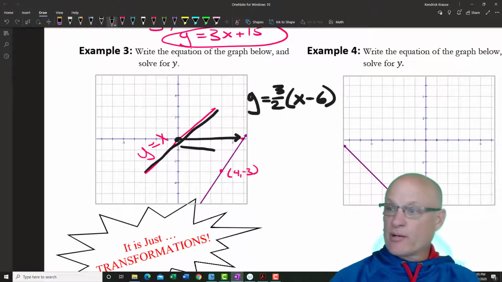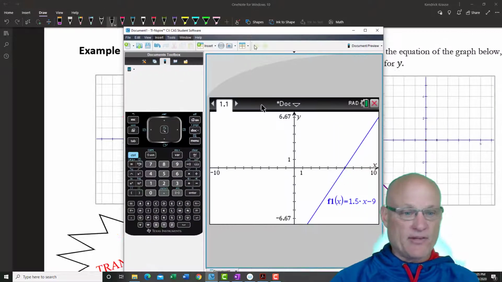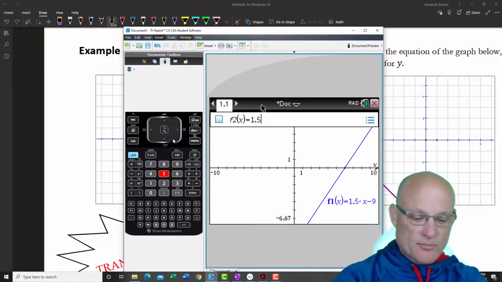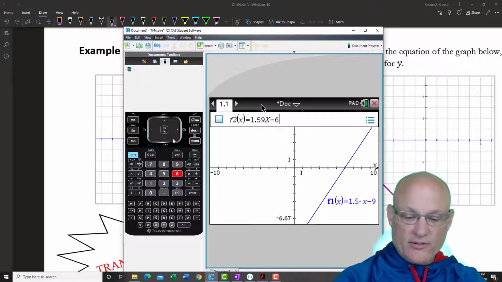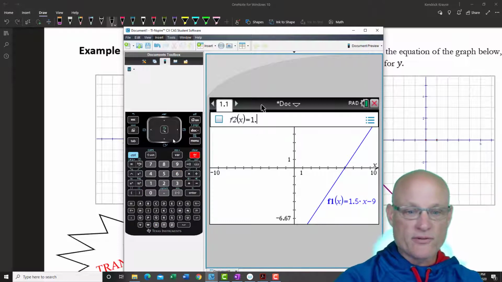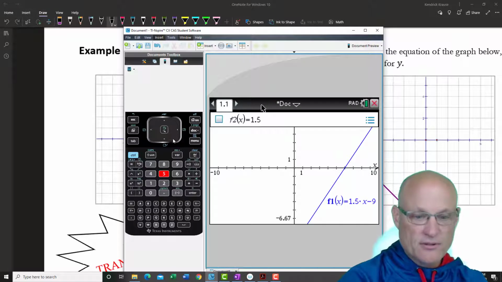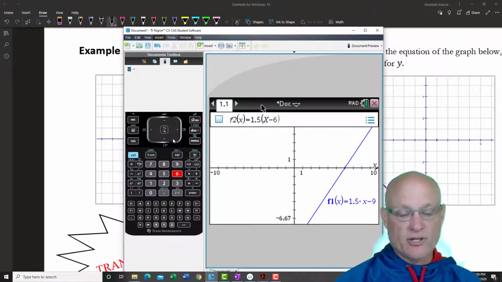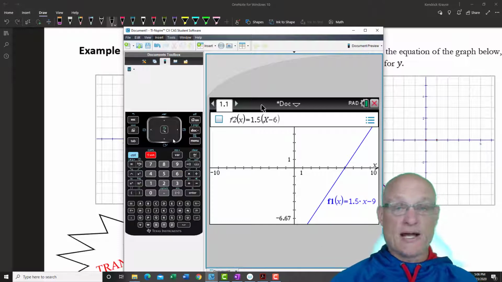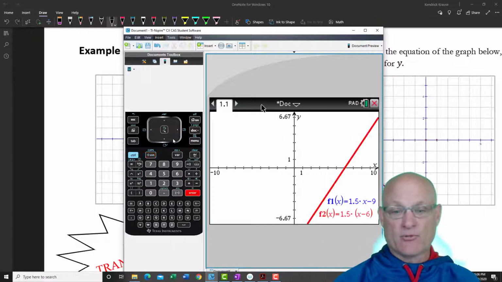Now, if I wanted to, I can bring back my calculator. I can do that same exact thing here. 1.5 parenthesis x minus 6. Now, what you're going to find out as soon as I graph this, oh my goodness, what is this? 1.5 parentheses x minus 6. When I press graph, watch the blue line, because there's going to be a red line that pops right over it. It's the same exact line.